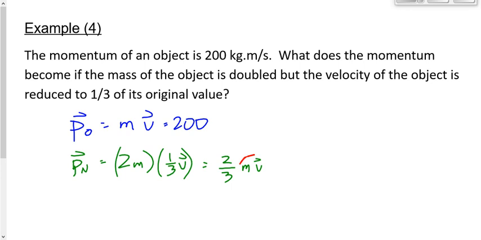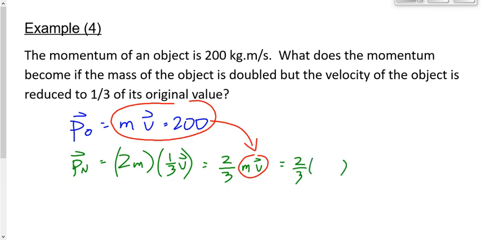Really, what we're trying to do is get mv together because we know the value of mv. It's 200. Right? We know it's 200. They told me that. So we're going to say the new momentum is 2/3 times 200, which works out to be 133. So without knowing what the mass was or what the velocity was, just knowing what they changed by, I was able to determine that the new momentum is 133 kilograms meters per second.